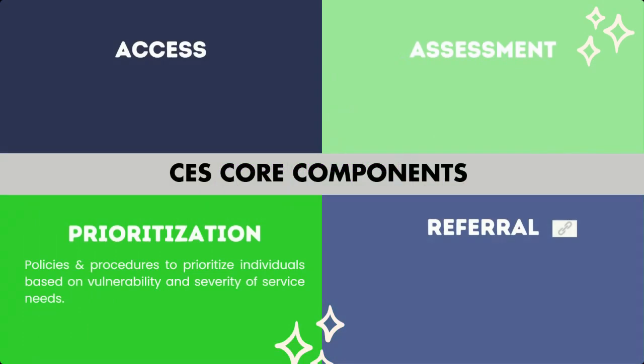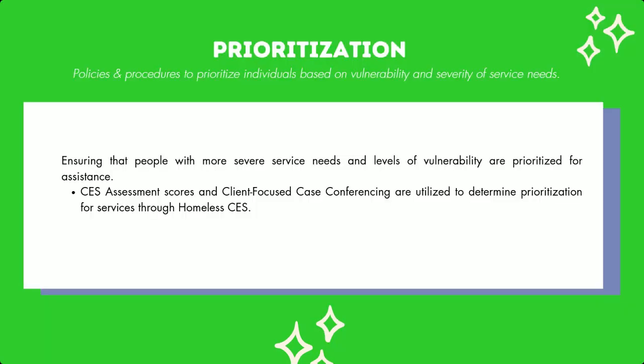Prioritization is the policies and procedures used to prioritize individuals based on vulnerability and severity of service needs. The coordinated entry process must, to the maximum extent feasible, ensure that people with more severe service needs and levels of vulnerability are prioritized for housing and homeless assistance before those with less severe service needs and lower levels of vulnerability. We utilize the CES assessment score and client-focused case conferencing to determine prioritization.